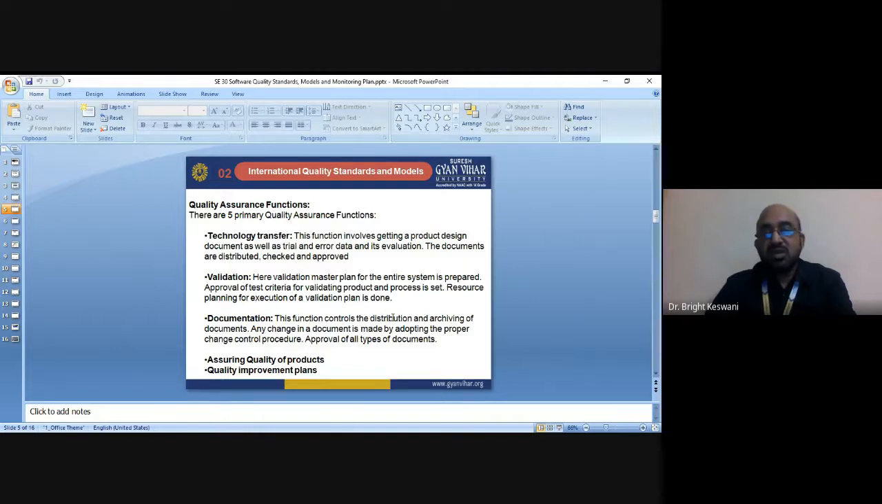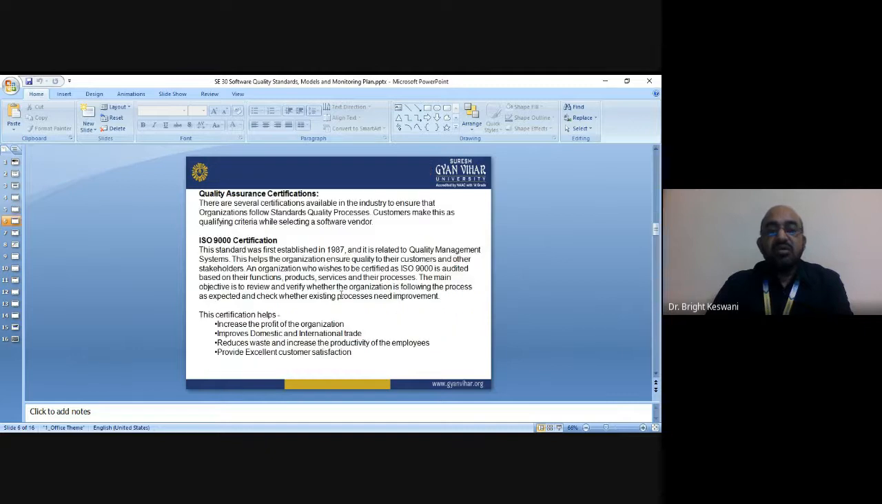The technology transfer is another quality assurance function. Then validation is another quality assurance function. Other functions are assuring quality of products, whether it is correct, whether it is complete, whether it is reliable or not. So there are many quality parameters. So assuring the quality of the product is another function. Then quality improvement plans should be prepared. So the quality assurance function also has an aim to develop quality improvement plans.